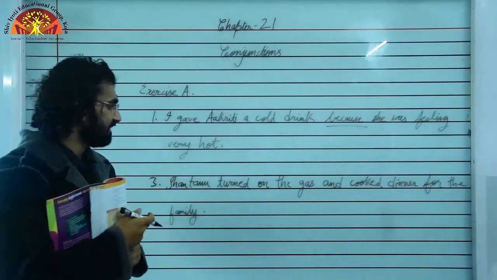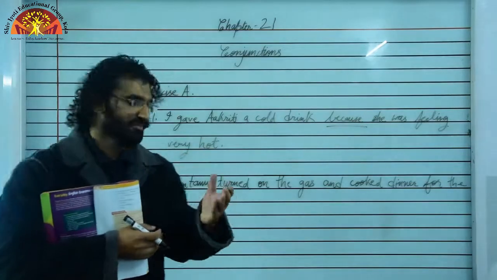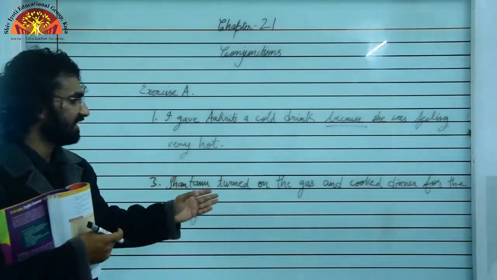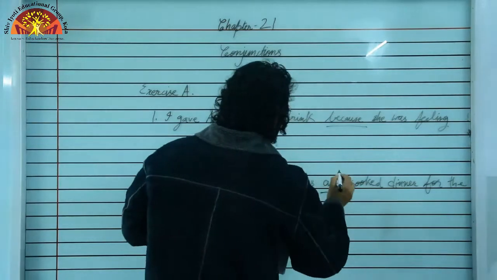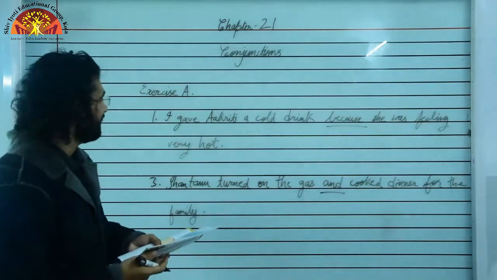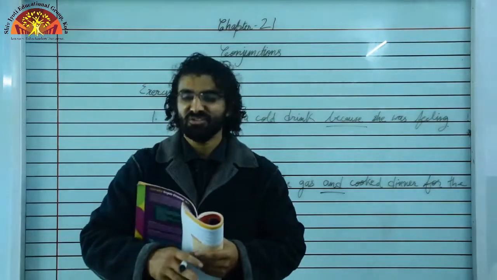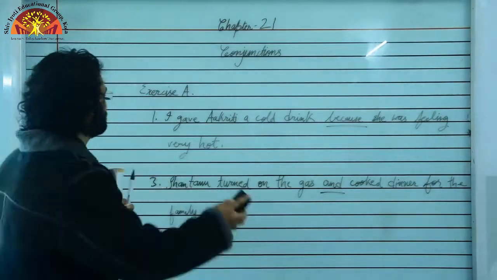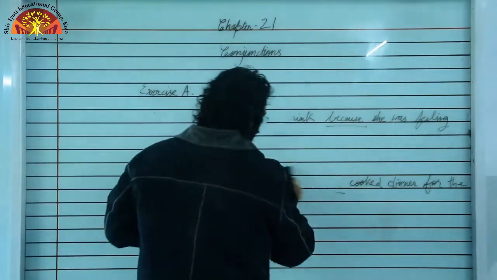So can you identify the conjunction for me in this sentence? Yes, please try. Very good. Shantanu turned on the gas and cooked dinner for the family. Here we have the conjunction and. Alright, so this is it with this exercise. Please try the rest of them on your own. If you find any problem, any confusion, any difficulty, we can talk about it later in the live session.